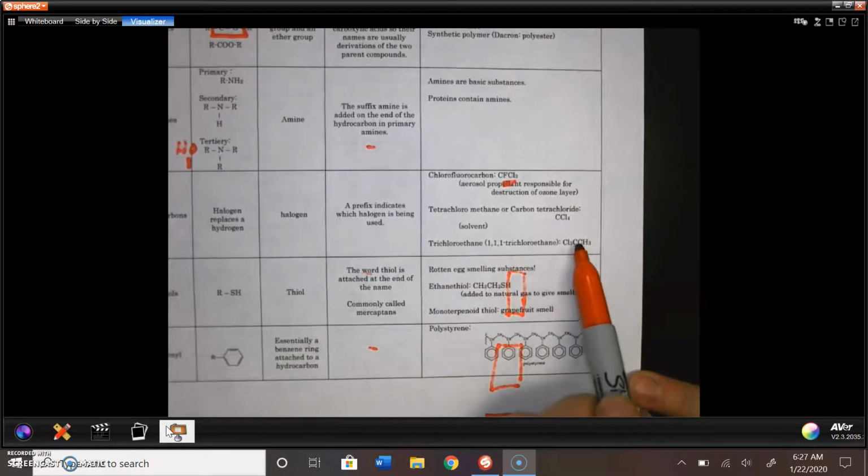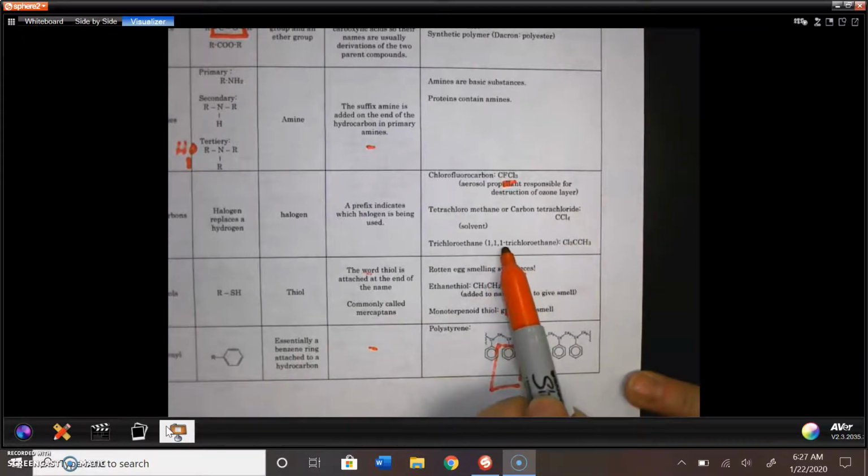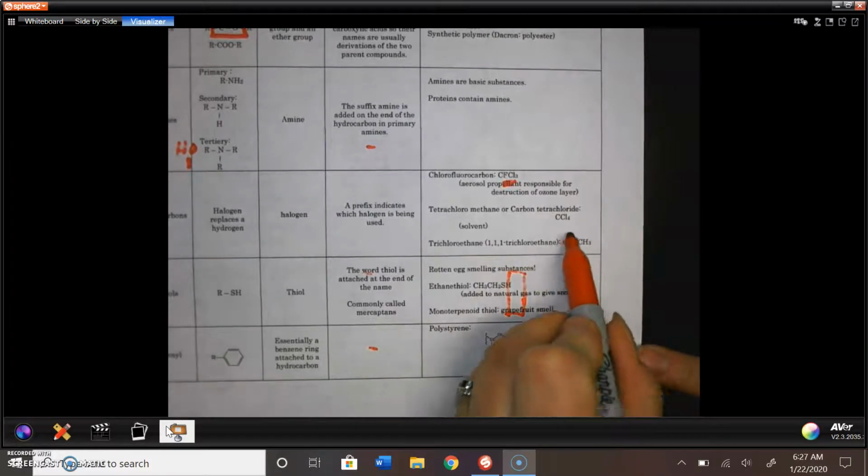Trichloroethane, okay, so ethane, 2 carbons, 3 chlorines. Why do I have it 111-trichloroethane? Because they're all on the first carbon. So marking where the halogens are is just the same way you would mark where a methyl group is. You're going to use a number, and then you're going to name how many of those there are.